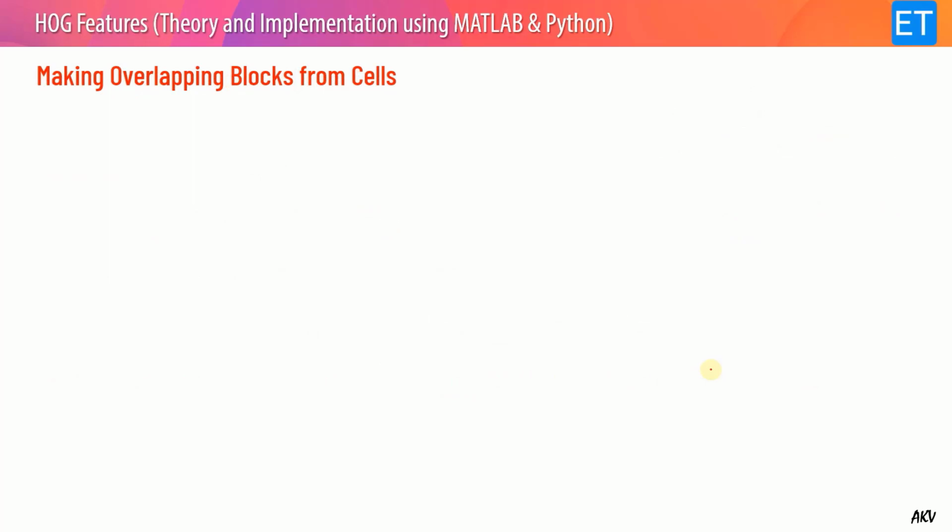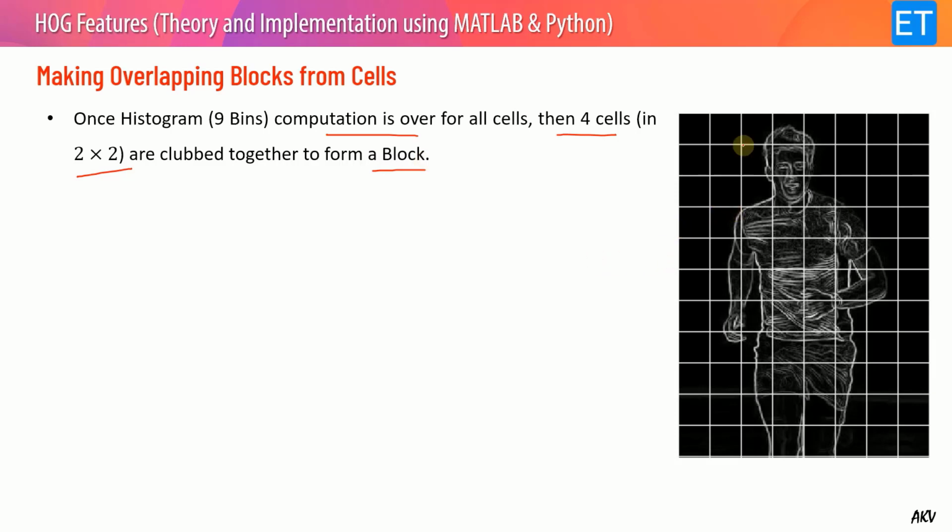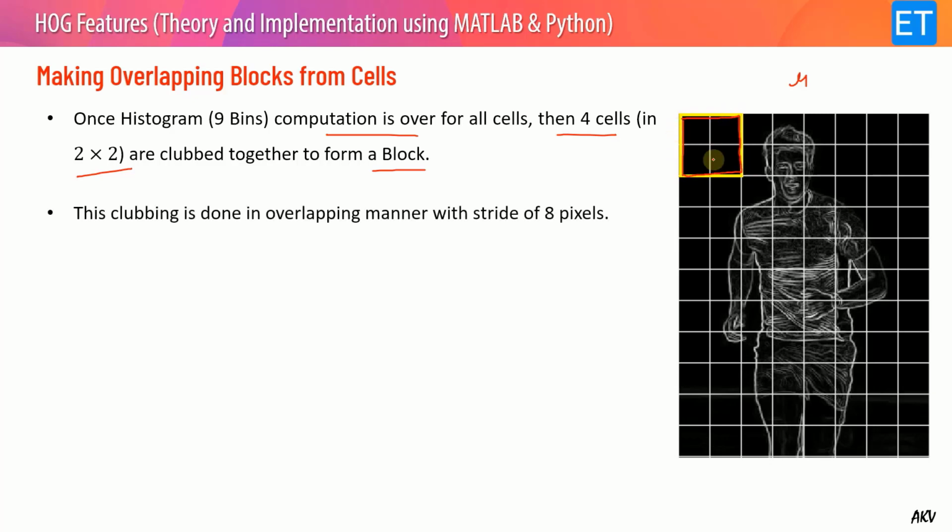Now let's see how we can make the blocks from these cells. Once the histogram computation of these 9 bins is over for all cells in an image segment, that's the 128 by 64 image segment, then 4 cells in a 2 by 2 manner are clubbed together to form a block. Let's see how. See this mu matrix, the gradient magnitude matrix. This is how we club these 4 cells to make a block. This clubbing is done in an overlapping manner, that means with a stride of 8 pixels.